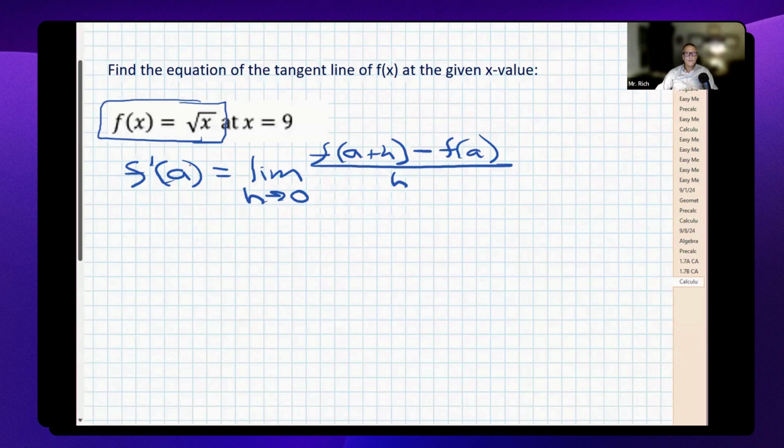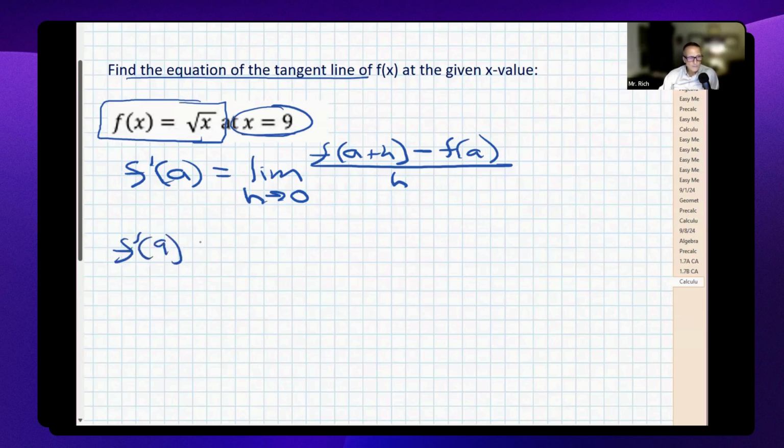And that derivative function gives us the slopes of the tangent lines to this curve for any of the x values in its domain, provided it's differentiable at those points. And so this is what we're going to do. They want me to find the equation of the tangent line of f of x at x equals 9. So my first order of business is to find f prime at 9.